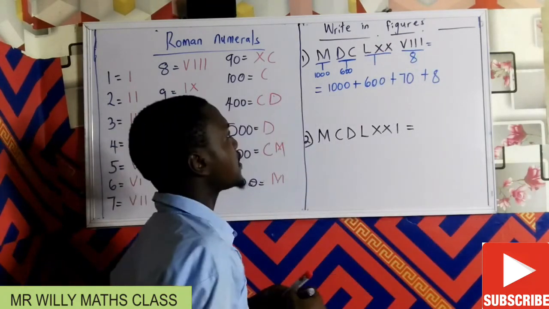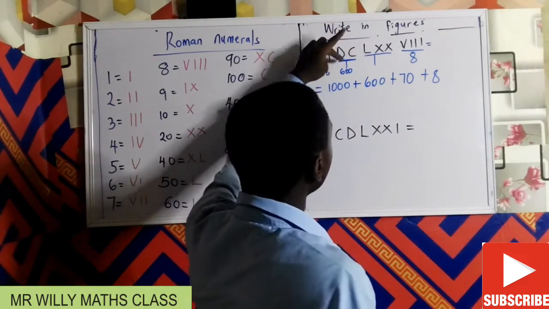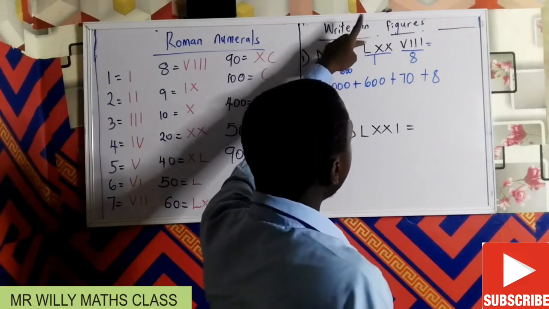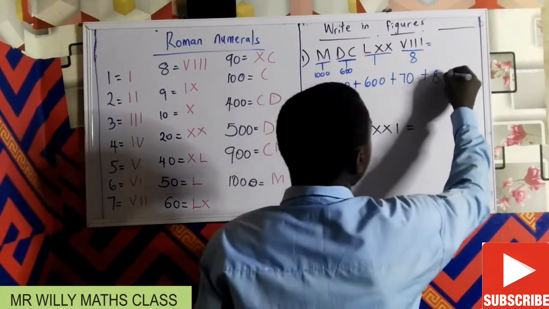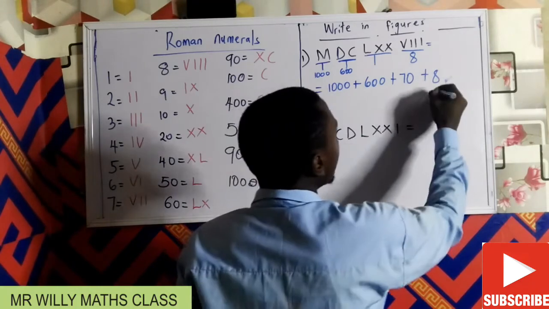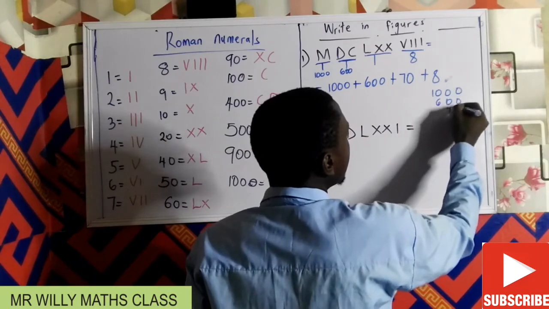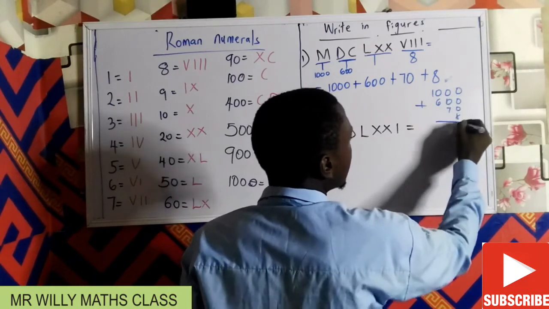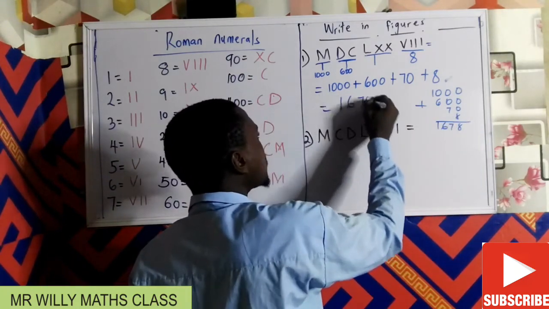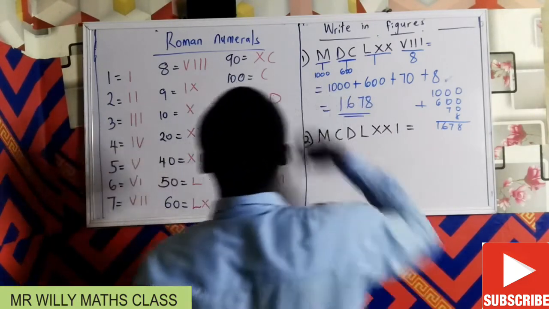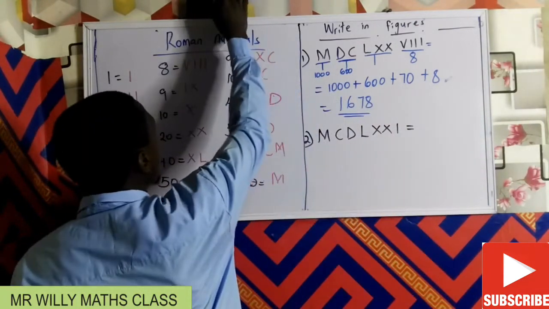Now you can see that we've interpreted it. We started from our left hand side. Our M is 1000, our D is 500, DC is 600, your L is 50, LX is 60, LXX is 70, then VI is 6. The next step is to add it together. So our final answer is 1676. So MDCLXXVI is 1676 in Indo-Arabic figure.